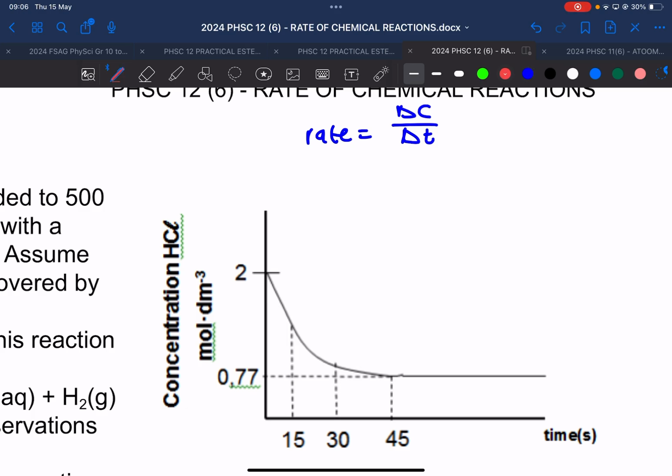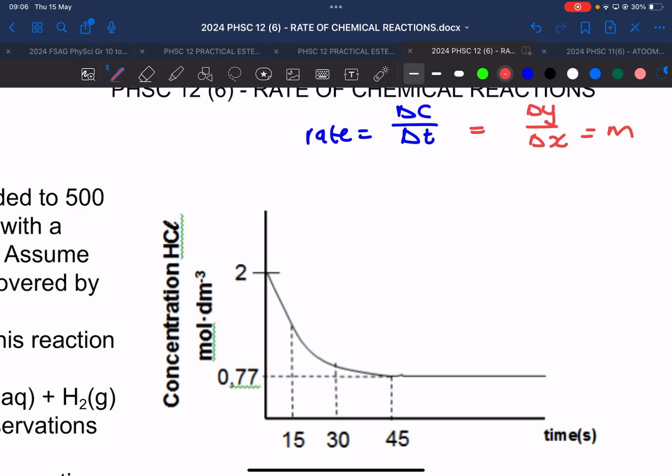What did we basically do here? We looked at the change in the y-axis over the change in the x-axis. That is our gradient. So the rate is your gradient. Okay? So what I want you to do visually is look at when is the gradient the steepest. Obviously, at the beginning. Can you see that?